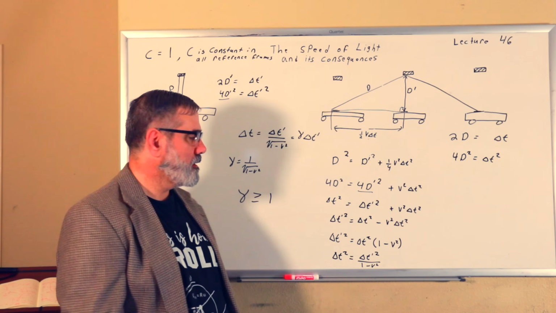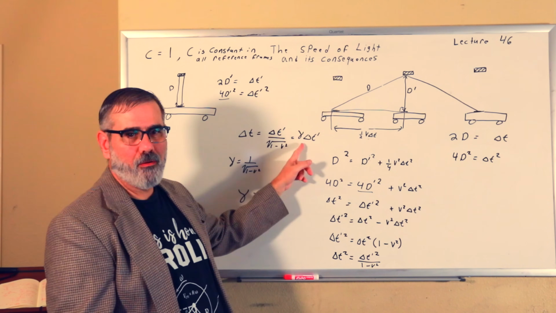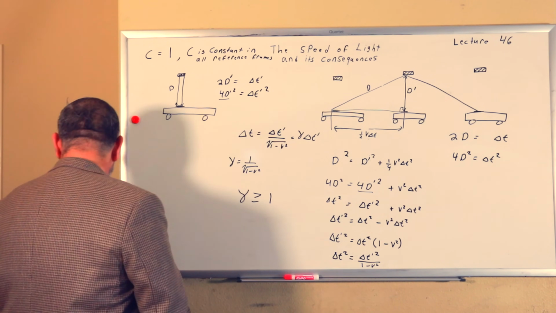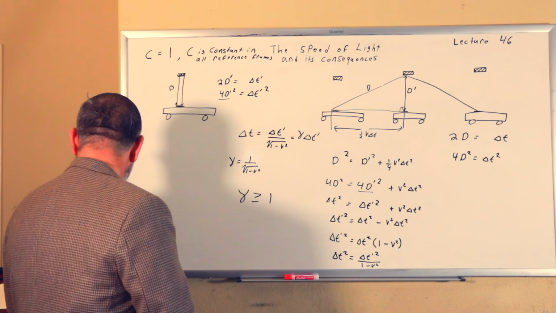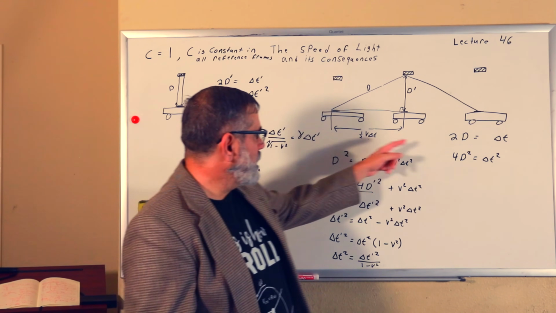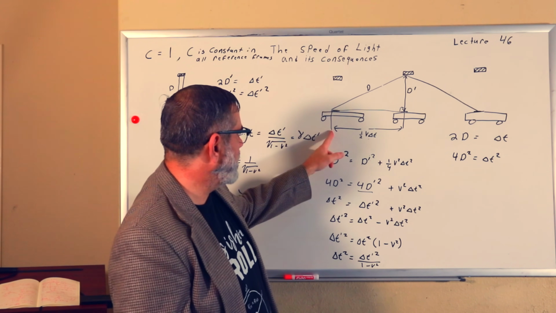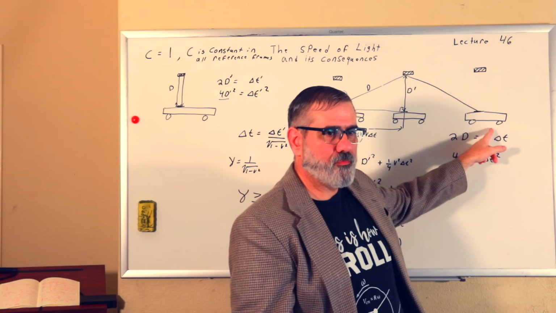If you go fast, this is by how much it goes down. So, the time between events that happen at the same place, okay? Do these events, this and this, happen at the same place? No. This event happened here in this frame and over here in this frame, okay?